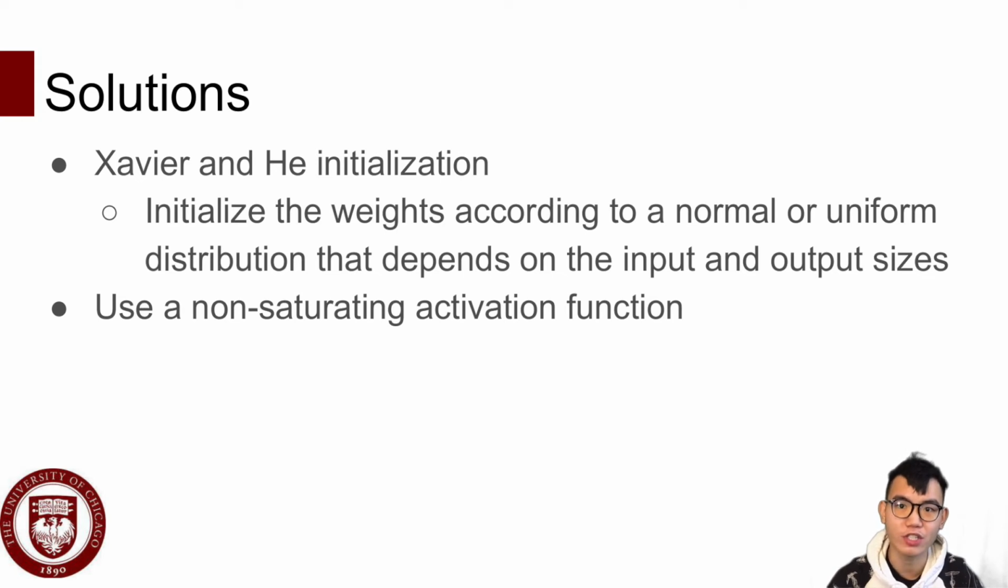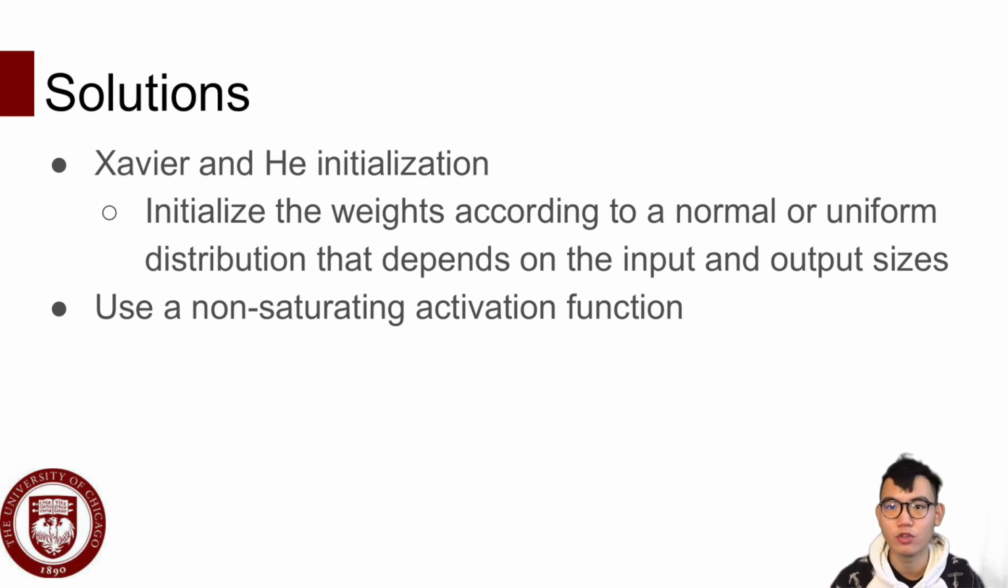One major innovation was the Xavier and He initialization, where weights are initialized according to a normal or uniform distribution that depends on both the input and output sizes. The researchers show that by using these initializations, the backpropagation algorithm is initially less likely to diverge.